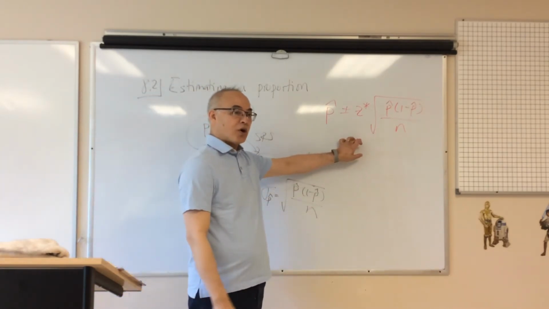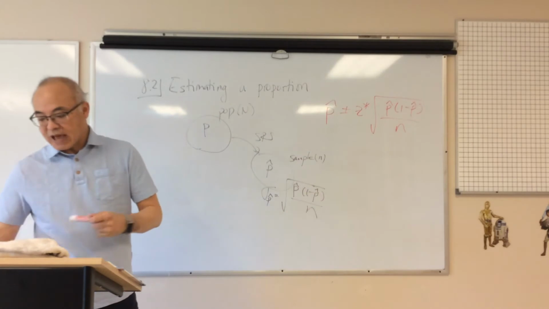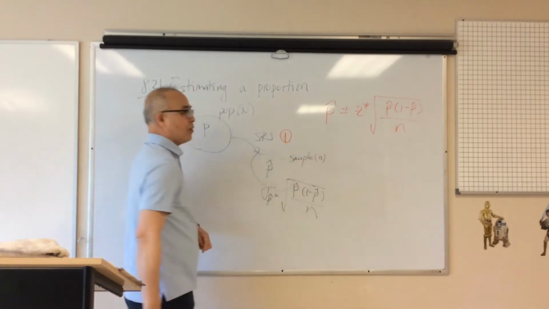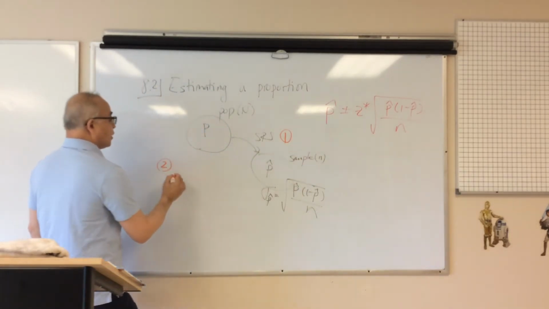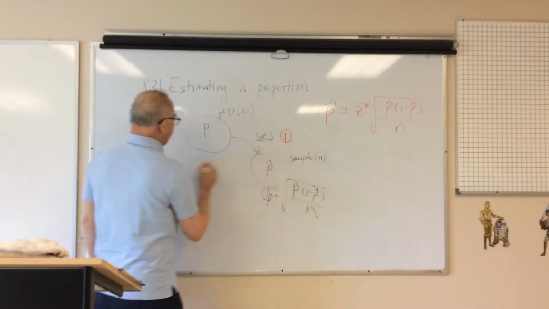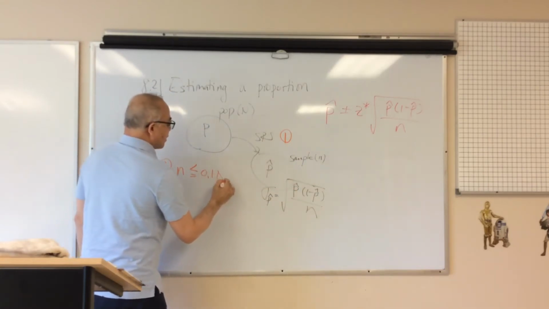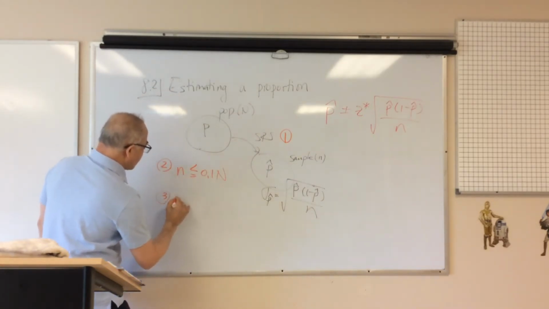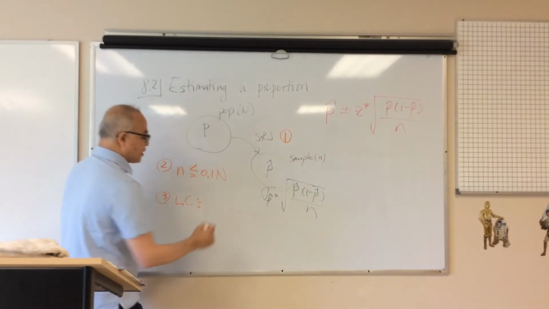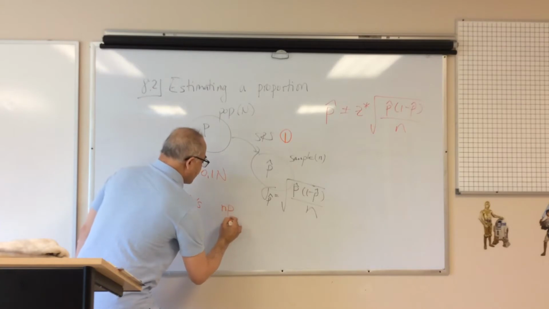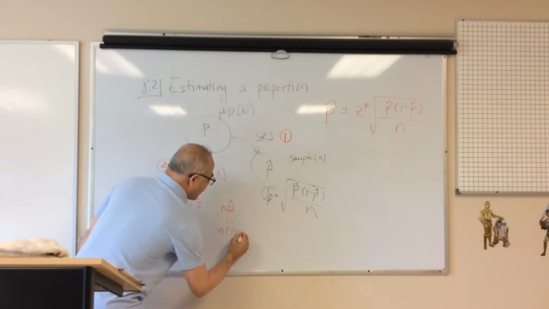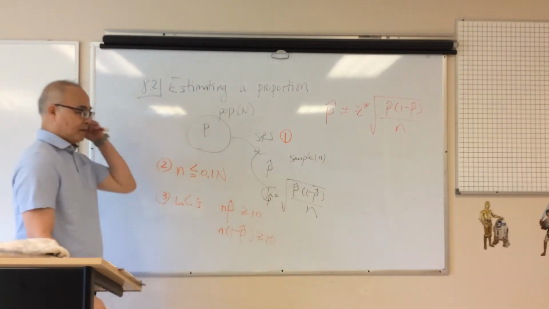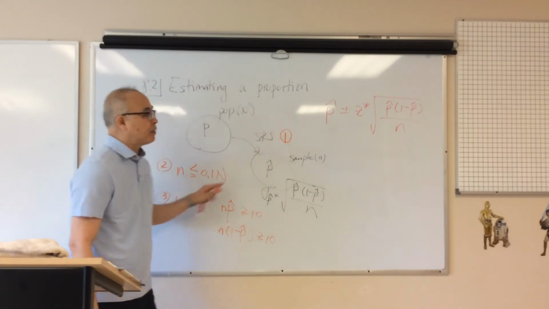In order for this to work, three conditions have to be met. First of all, it has to be a simple random sample. Number two, the sample size itself cannot be greater than 10% of the total population. You cannot oversample. And three is what we call the large counts, and we are all familiar with this. The large counts, n times p hat and n times 1 minus p hat, both have to be greater than or equal to 10. So these are things that we've already talked about. We're putting them together here.